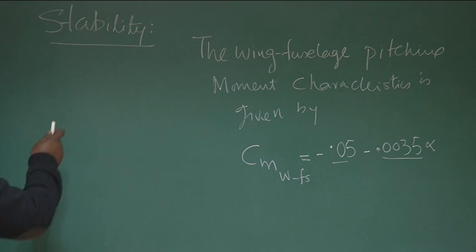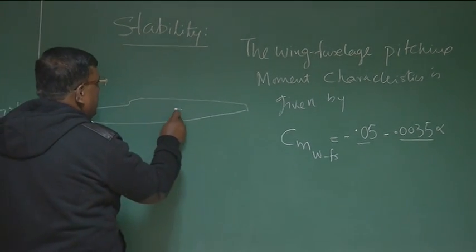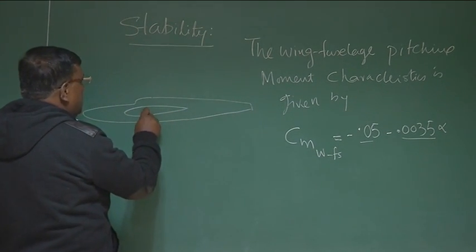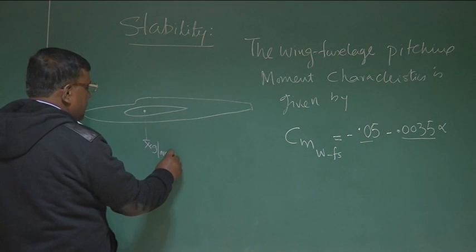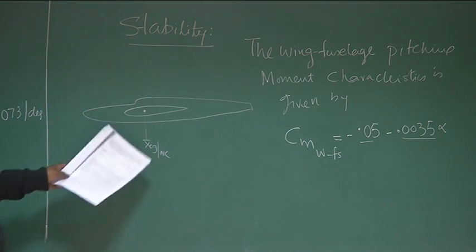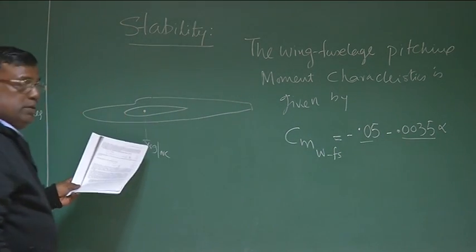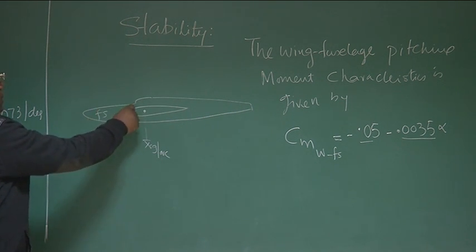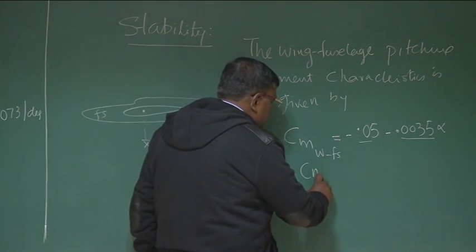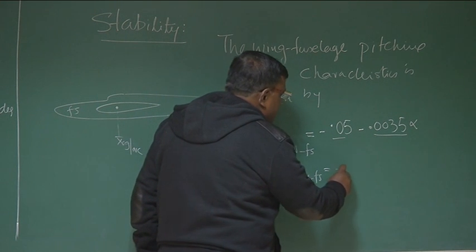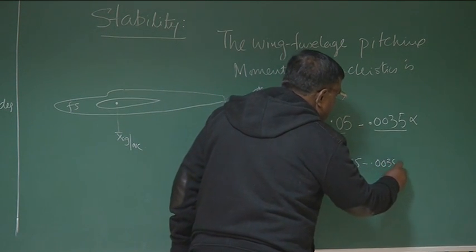What does it say? If I try to understand by drawing a diagram, a fuselage has been designed and a wing has been designed, okay? And some CG, we'll soon know the location of the CG of the aircraft, is given. Now, the Cm characteristics is given by this for a wing fuselage combination. This is the fuselage and this is the wing. So do you think it is statically stable? How do I check? I write this like this: Cm wing fuselage is minus 0.05 minus 0.0035 alpha.